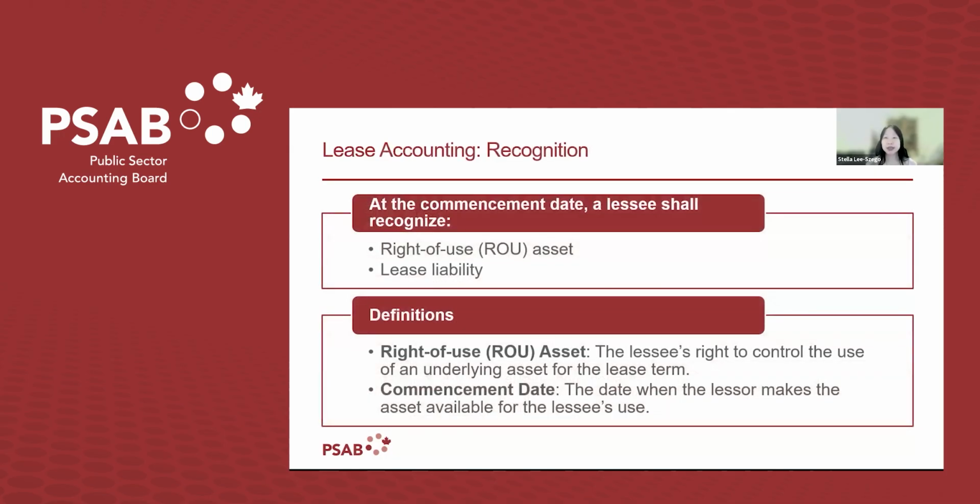At commencement, the lessee shall recognize two items: the right of use asset, reflecting their control of the leased asset, and the corresponding lease liability, the obligation to make payments. The commencement date will be the first date on which the lessee controls an asset under the lease agreement, and is different from the date on which the lessee enters into the lease agreement, which is referred to as the inception date.